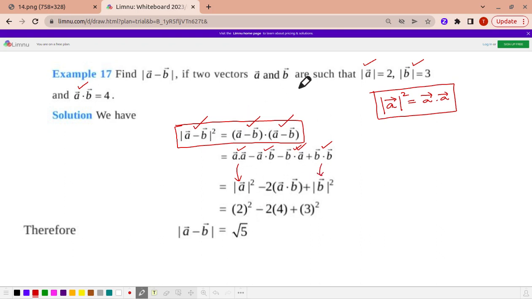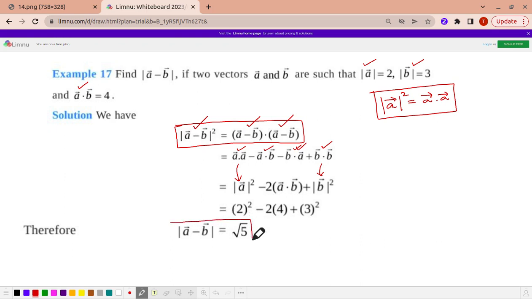Mod A is given as 2, so 2 square minus 2 into A dot B, which is given as 4, plus mod B square, that is 3 square. So 2 square minus 2 into 4 plus 3 square, and it becomes 5. Then taking the square root, mod of A minus B is equal to plus square root of 5. We should not consider the negative one, because the modulus of a vector cannot be negative, hence we consider the positive value.